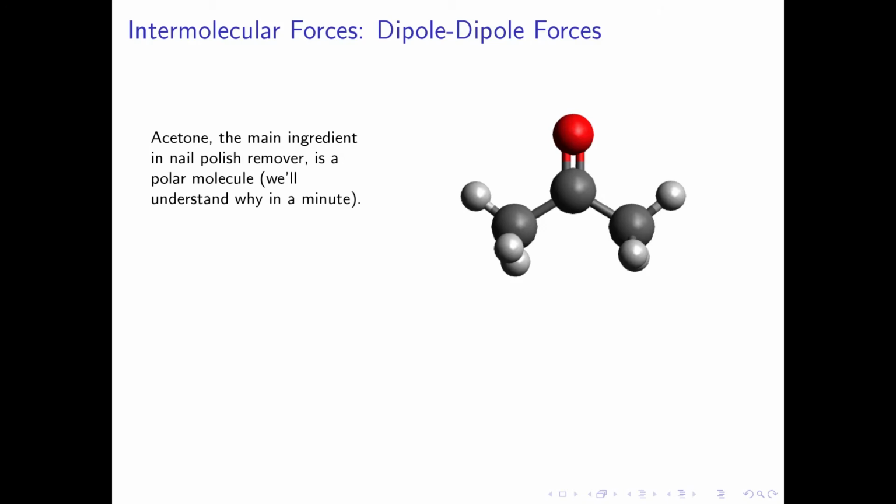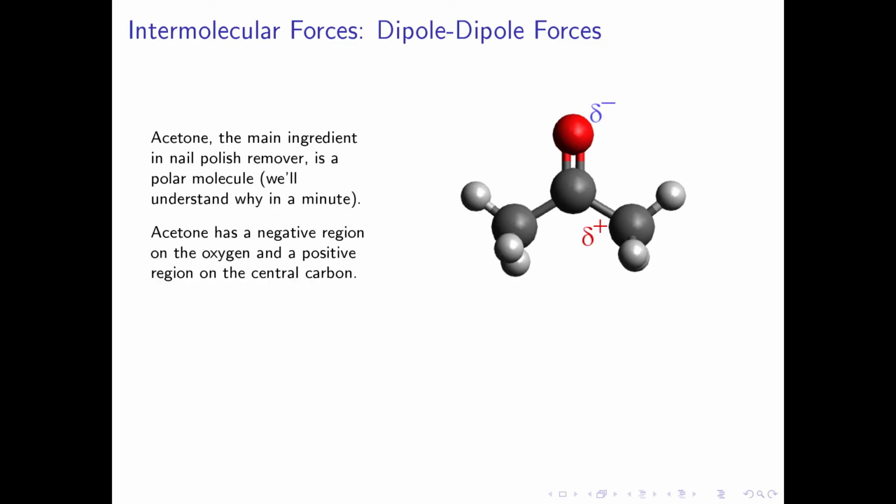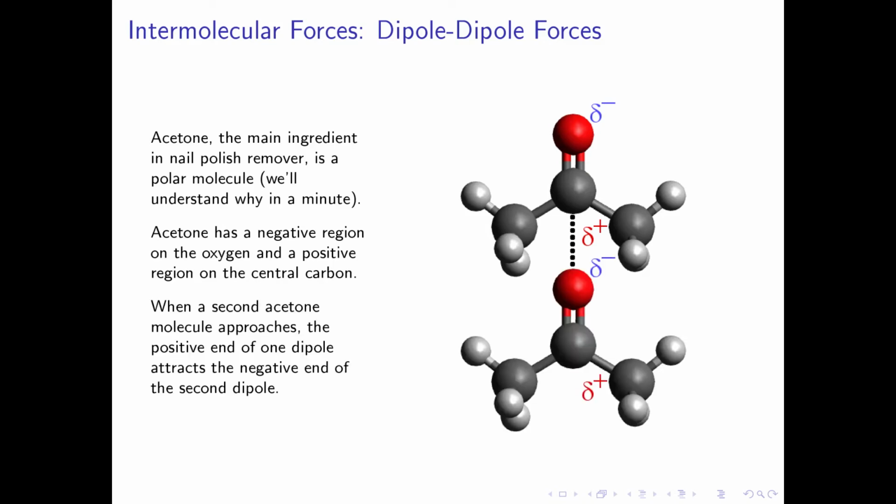So let's understand why dipole-dipole forces arise. The molecule to the right is acetone, the main ingredient in nail polish remover. Acetone is a polar molecule, and we'll understand better why it is in a few minutes. Acetone has a negative region on the oxygen and a positive region on the central carbon. These are denoted with our delta plus and delta minus as before. When a second acetone molecule approaches, the positive end of one dipole attracts the negative end of the second dipole. And as with magnets, we generate an attractive force, known as the dipole-dipole force.